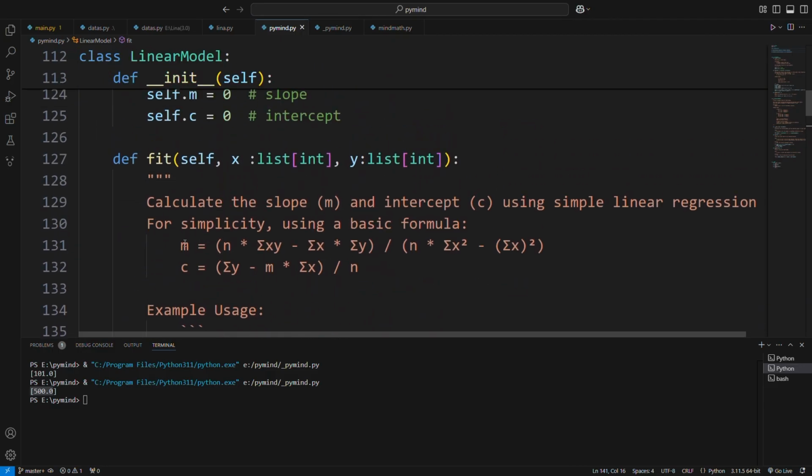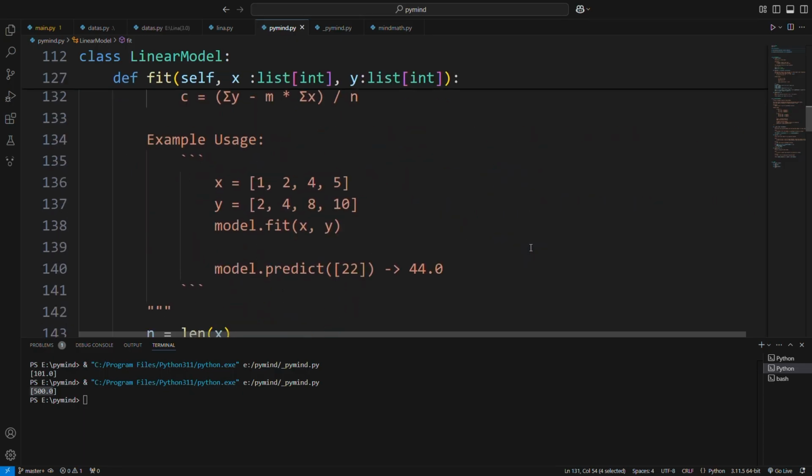Now here, for finding out the m, we are using the formula n into sigma xy minus sigma x into sigma y, divided by n into sigma x square minus sigma x whole square. Now what does it mean? This means the sum of x into y, sum of all x's, sum of all y, here sum of all x square, sum of all x, and then we're just squaring it.